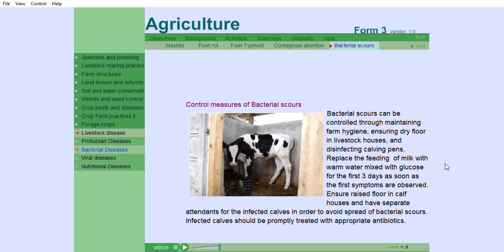Ensure raised floor in calf houses, and have separate attendants for the infected calves in order to avoid spread of bacterial scours. Infected calves should be promptly treated with appropriate antibiotics.